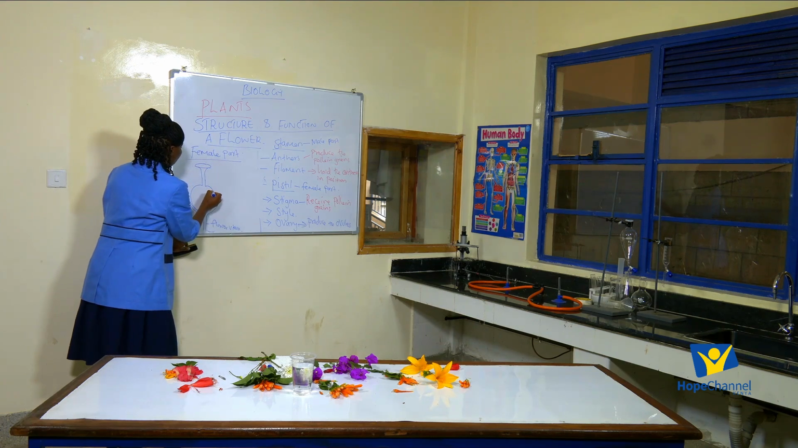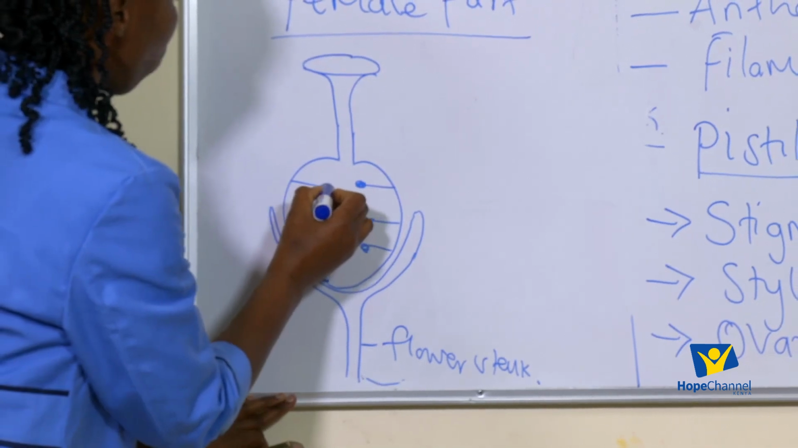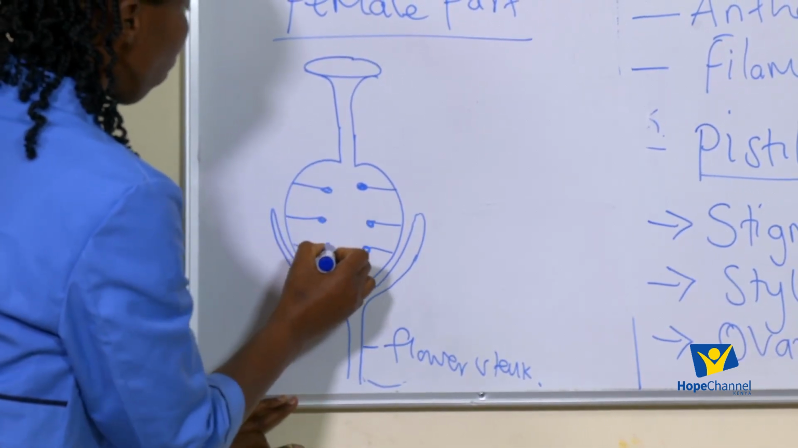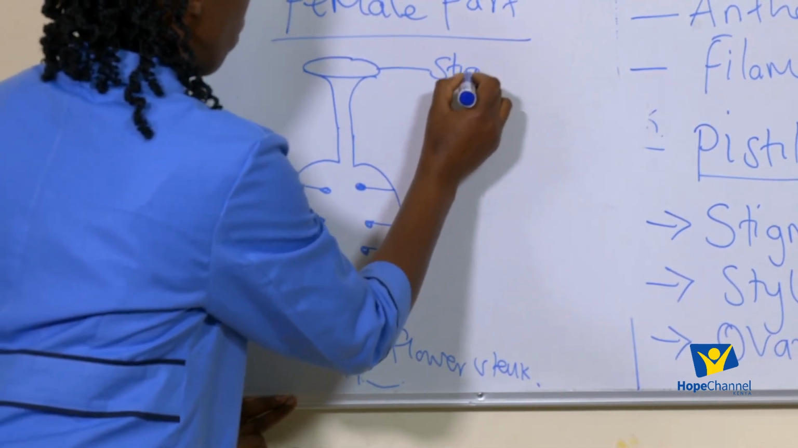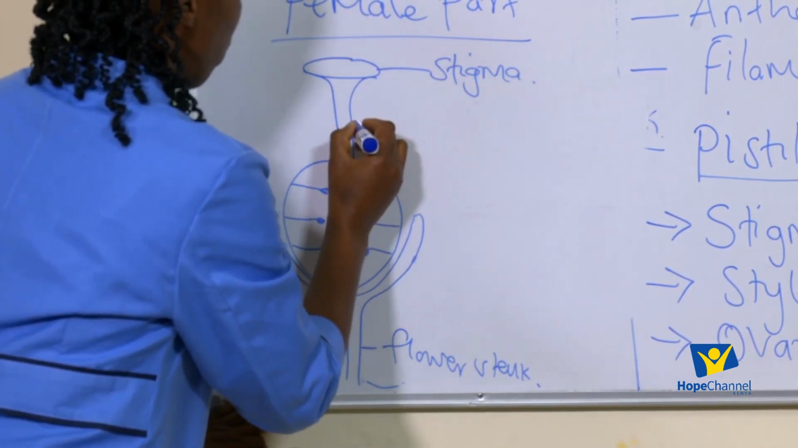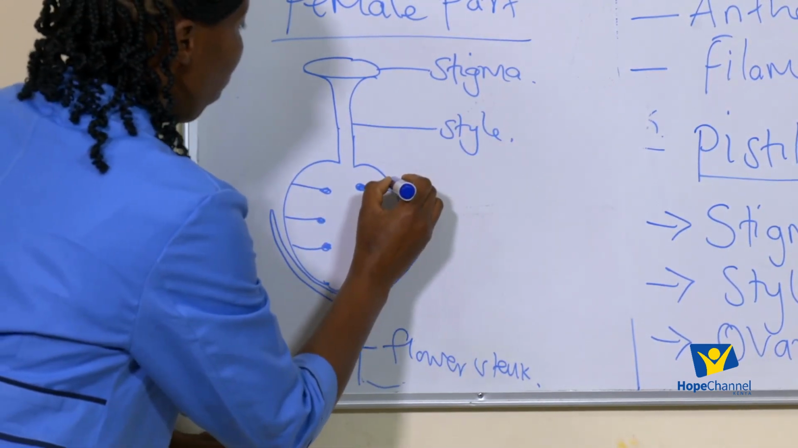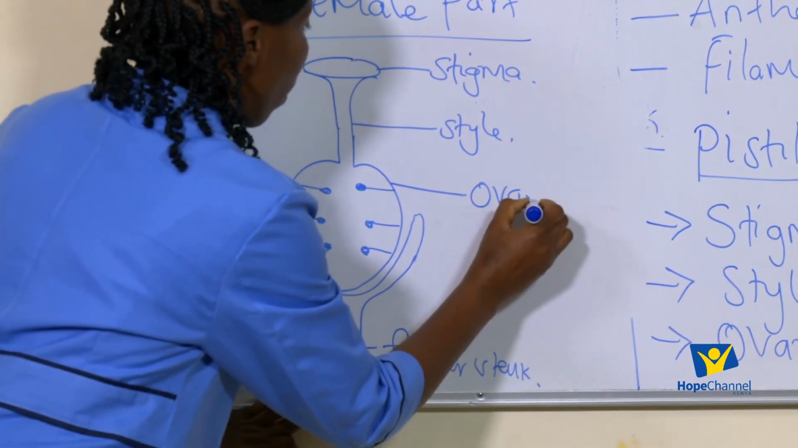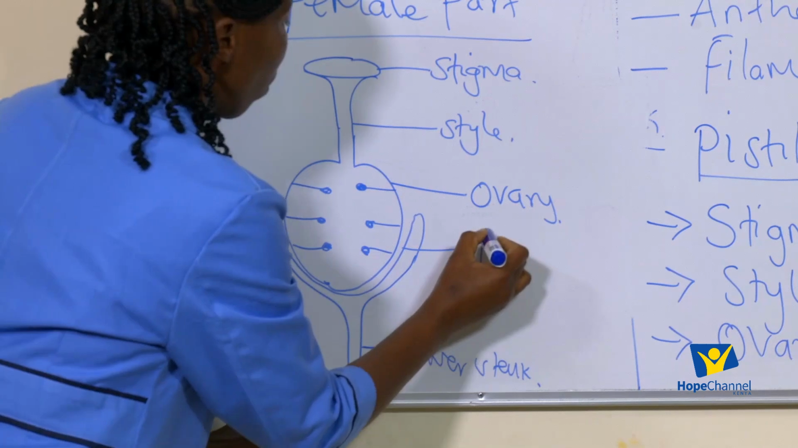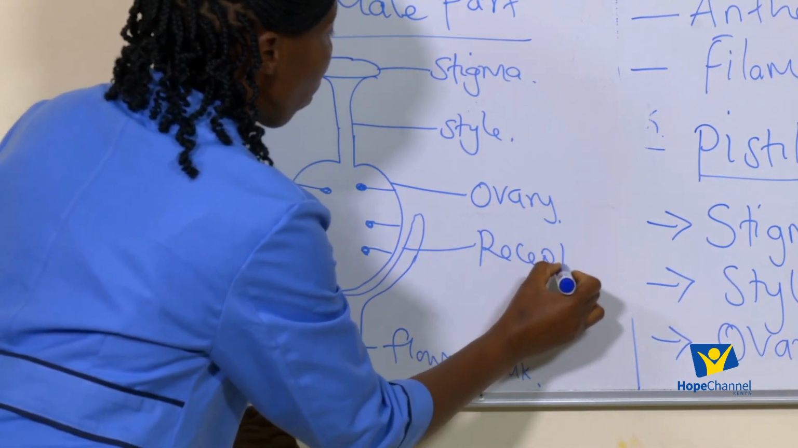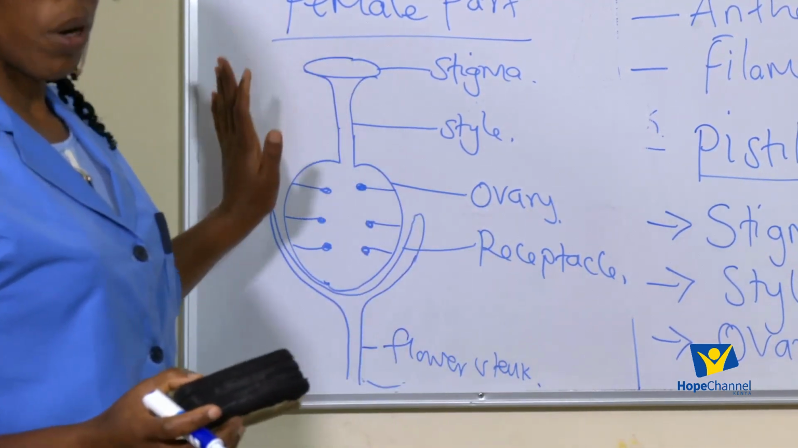Then now we have the ovules. Then of course now we say this is the stigma. Then we say this is the style. Okay. Then we say this is the ovary. Then we have the receptacle. Okay. So that is the female part of the flower.